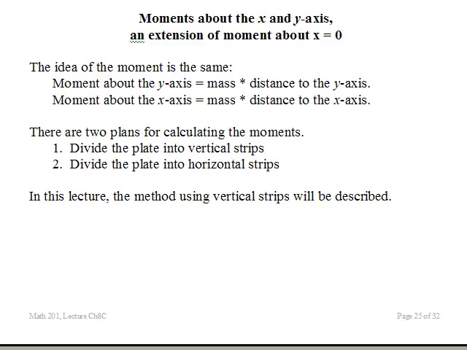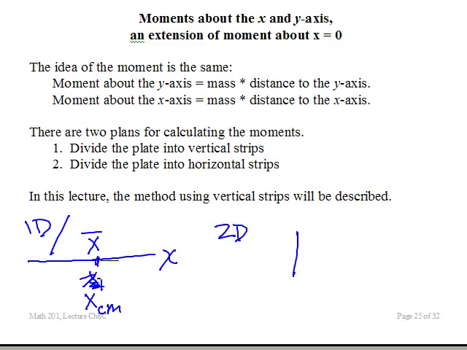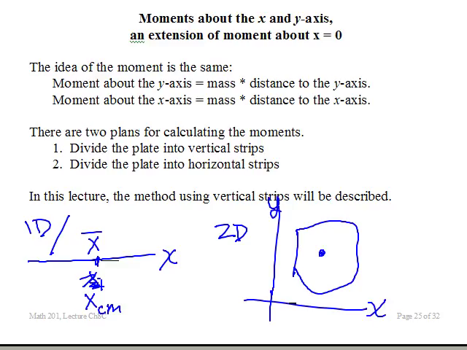Now when we were looking in 1 dimension, in the x dimension, the center of mass was located at some point x bar. That was my center of mass. This is a 1-dimensional problem. If I'm in a 2-dimensional problem, I'll put a coordinate system to it, here's my x and y, and the center of mass is some point. It will have 2 coordinates, x bar and y bar. So we need to find the x coordinate for the center of mass and the y coordinate for the center of mass. So in 2 dimensions, we have 2 calculations that we have to do.